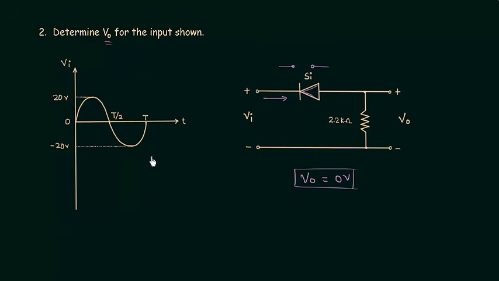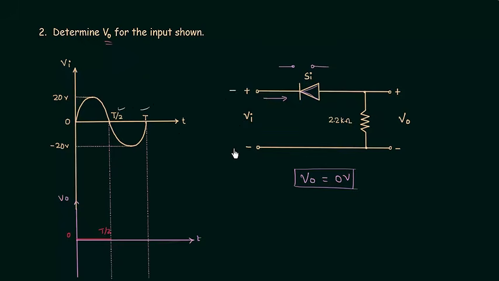I will first plot the output waveform for the first half cycle, then we will find out the output waveform for the next half cycle. I will again do the same thing. I will again plot the output waveform below the input waveform. Output voltage Vo is equal to 0 for the first half cycle from 0 to T/2. Now we will find out the output voltage for the next half cycle from T/2 to T.